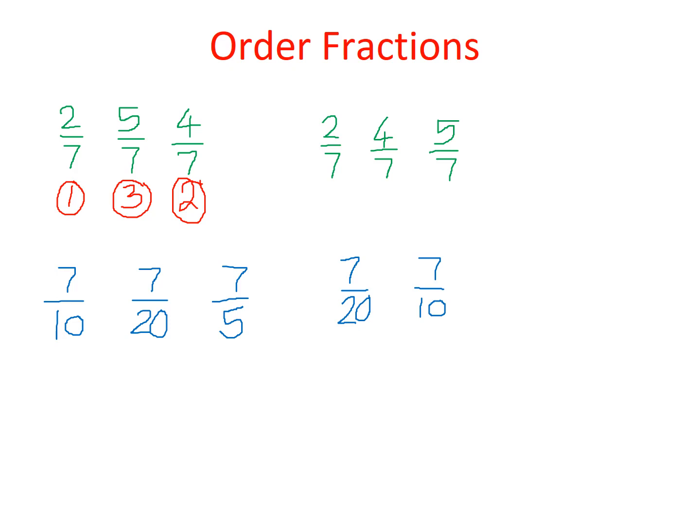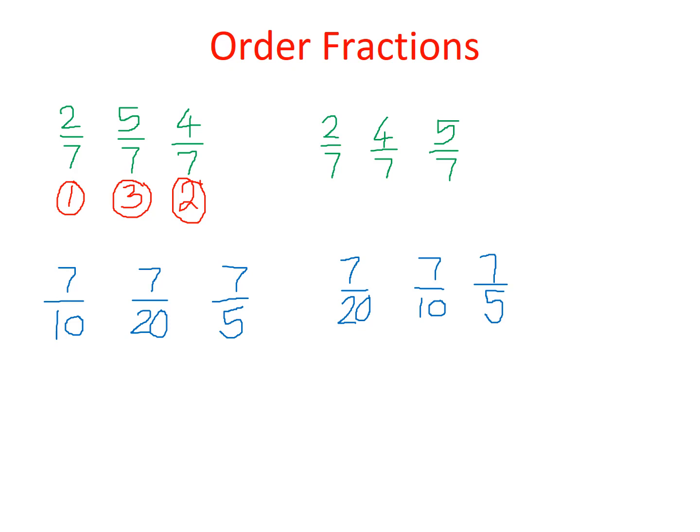So let's move on. Then the largest in value is 7 over 5. Remember what I said, that improper fractions are always larger in value than proper fractions. There's nothing you can do about that.